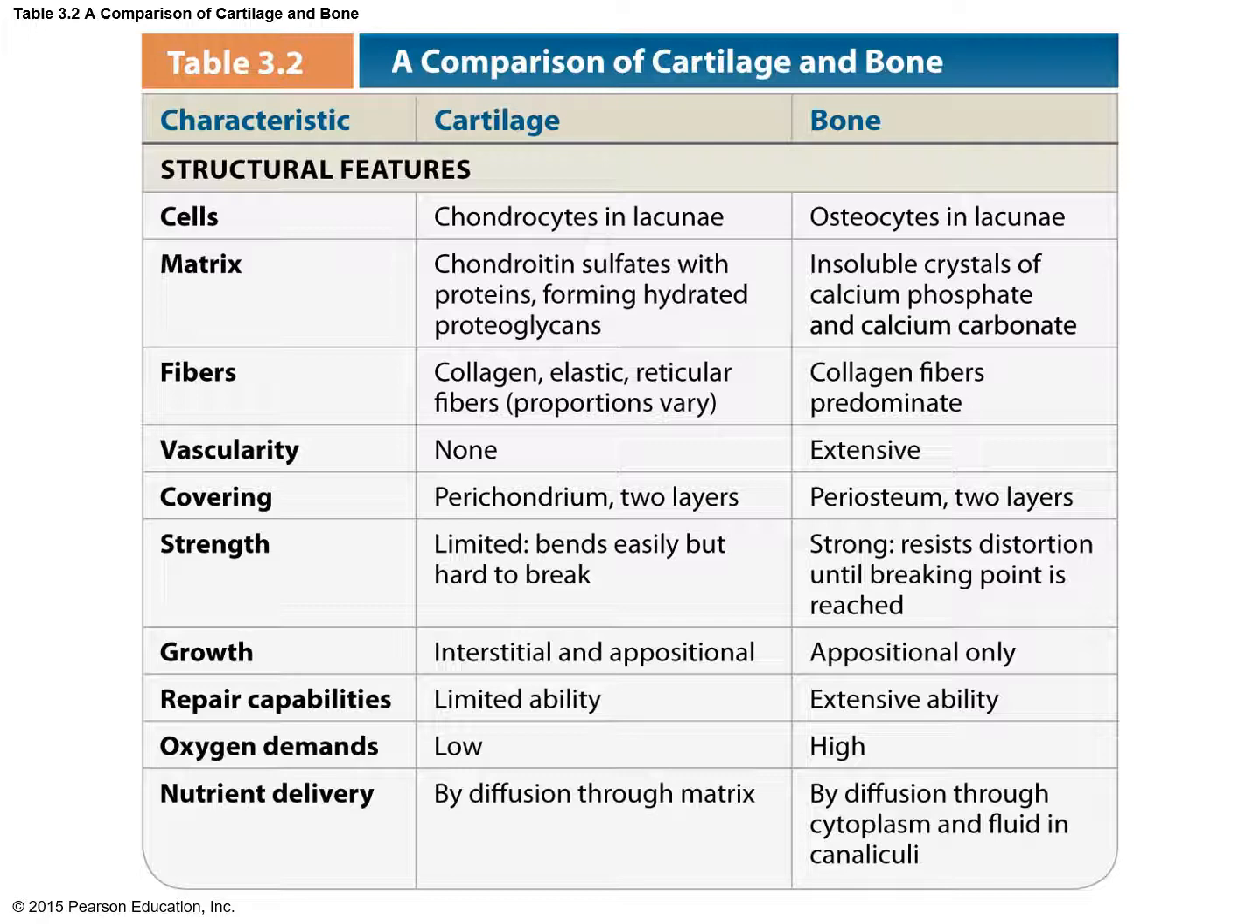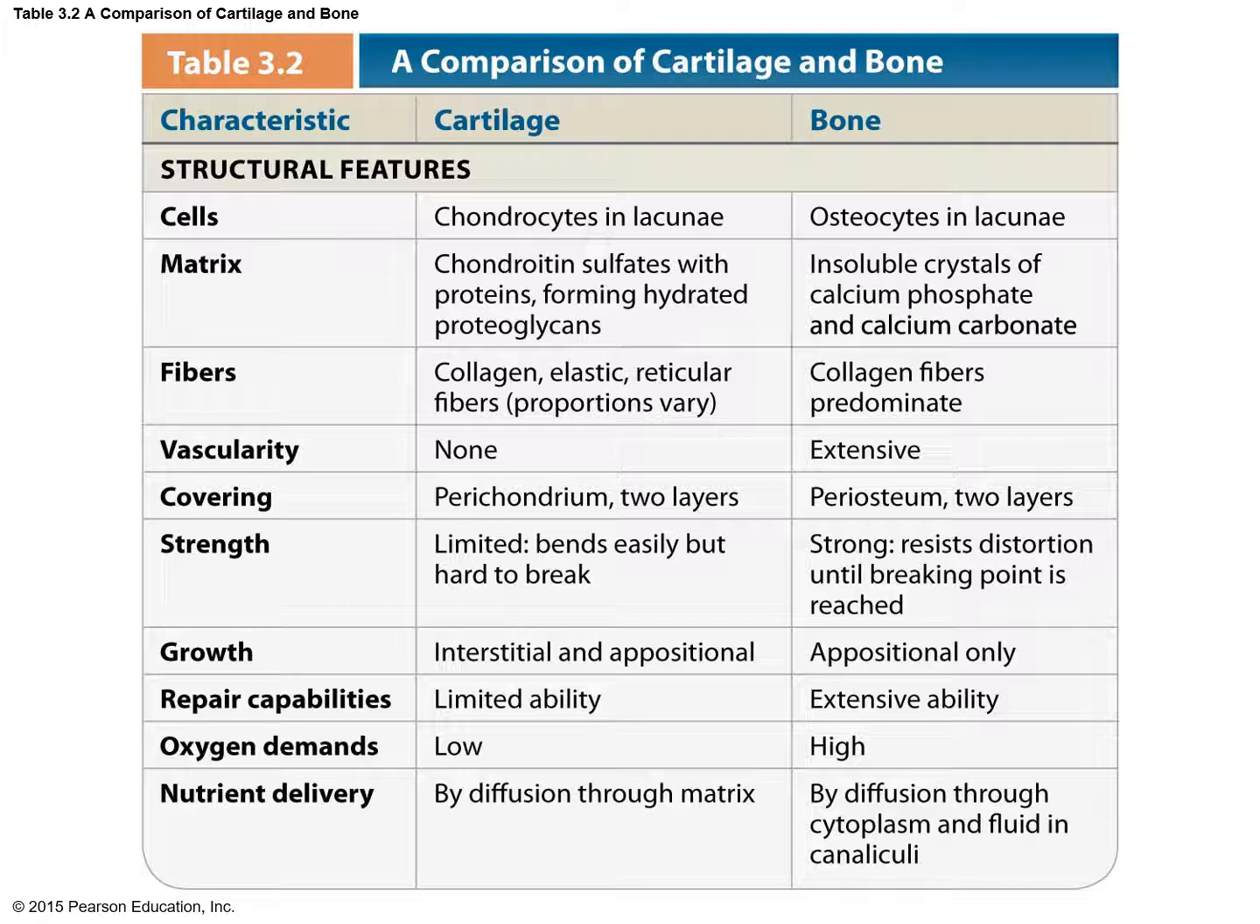It is mainly made up of chondroitin sulfate, while the matrix of the bone is solid and it is made up of crystals of calcium phosphate and calcium carbonate. The extracellular protein fibers in cartilages is made up of collagen, elastic and reticular fibers, while in bones collagen fibers predominate. Coming to vascularity, cartilages are not vascular while bones have extensive vascularization.